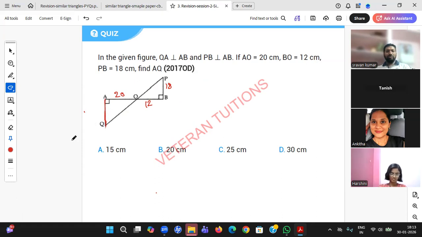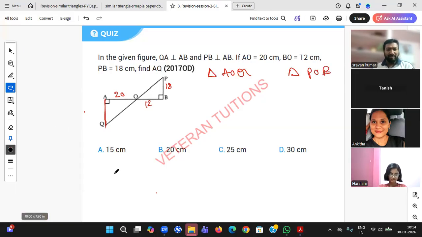So first of all, I'm able to see two triangles. Predict those two triangles. I'm able to see two triangles, AOQ and POB. Now, are they similar? If they're similar, how?